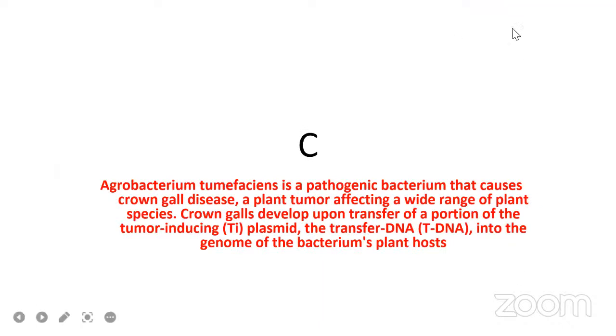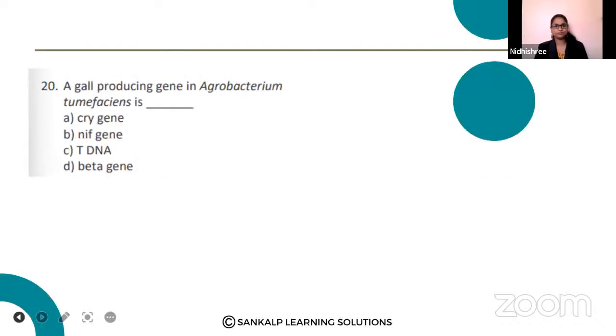Agrobacterium tumefaciens is a pathogenic bacterium that causes crown gall disease, a plant tumor affecting a wide range of plant species. Crown galls develop upon transfer of a portion of the tumor-inducing plasmid, the transfer DNA, tDNA, into the genome of the bacterium's plant host.